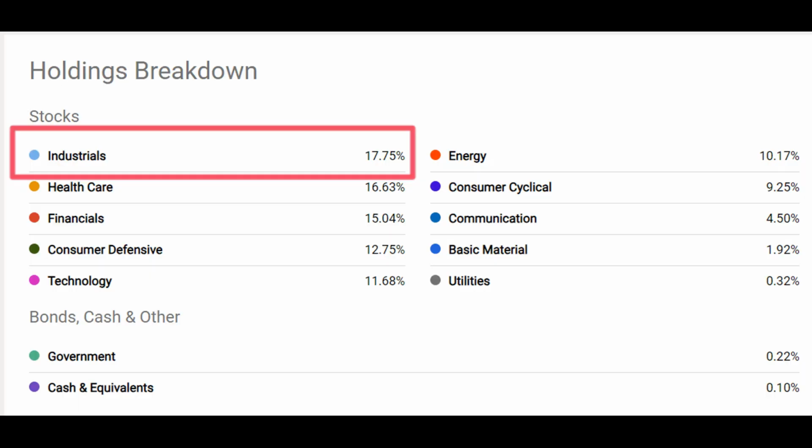Have in mind that by the time you're watching this, the percentages and even the order might have changed, but the description of the sectors and what each one means for you as an investor will stay the same. The first sector is industrials.